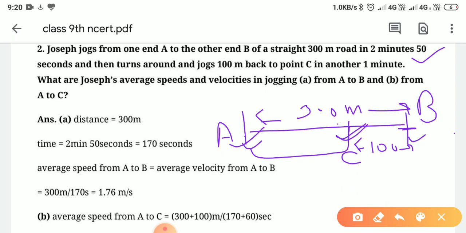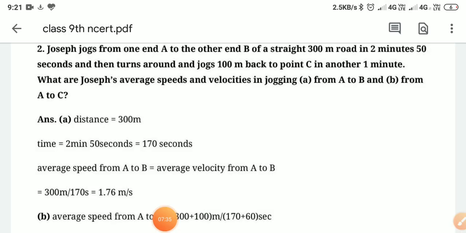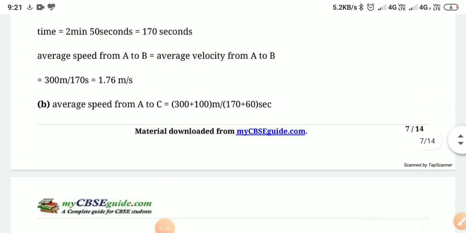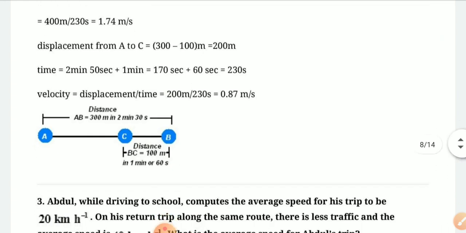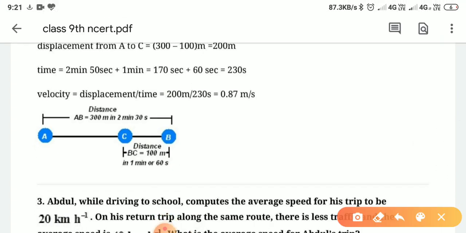For A to B we have to find average speed. Average speed equals total distance upon total time. So we have the total distance in this case. From A to B, the total distance is 300 meter. So in case of A to B, total distance is 300 meter upon total time.